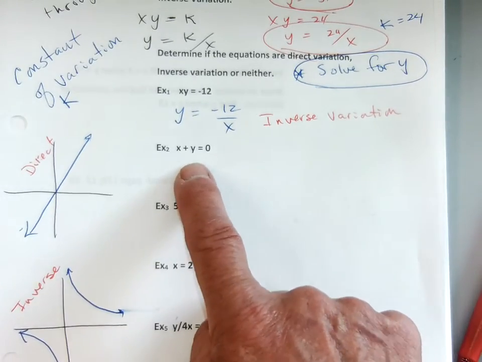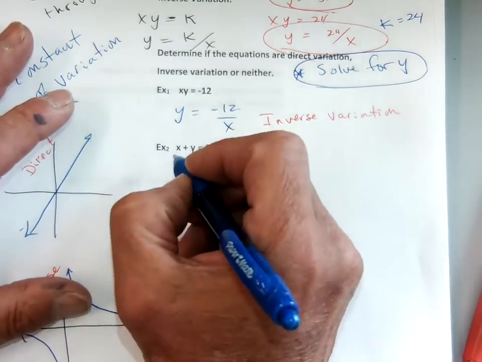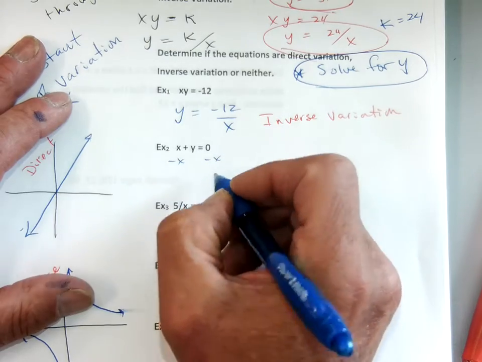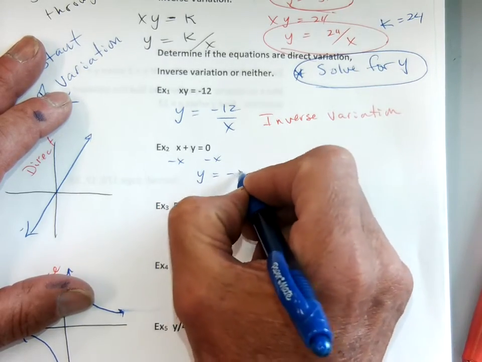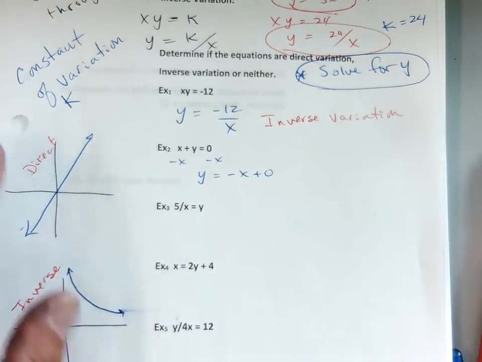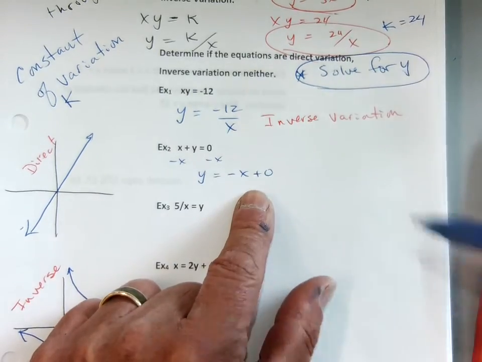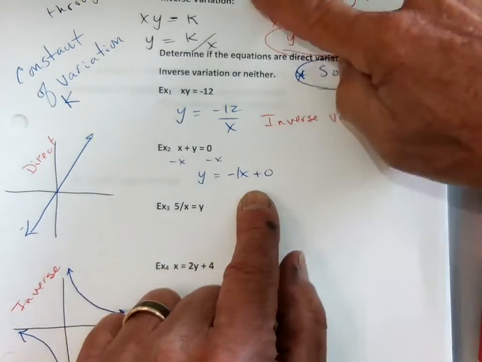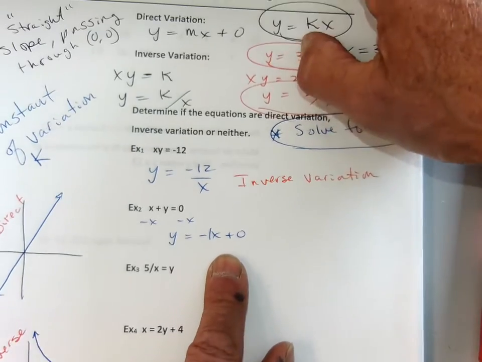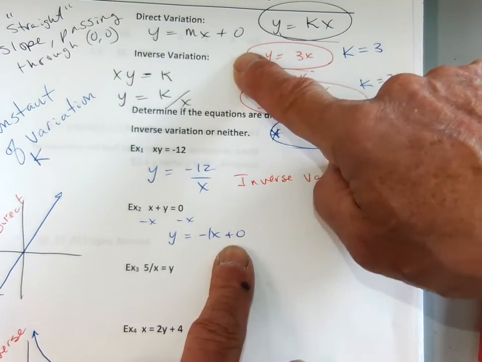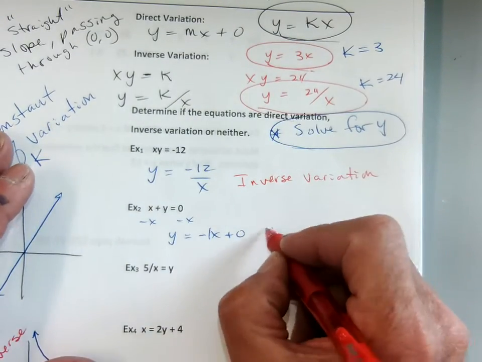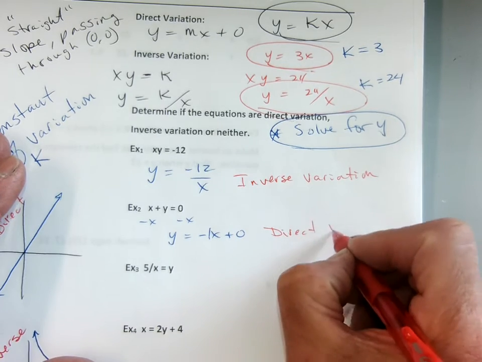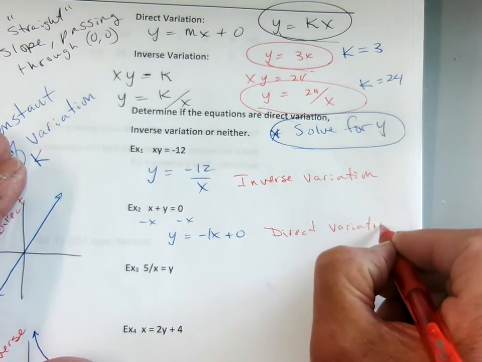Example 2, well, let's go minus x minus x. I'd have y equals negative x plus 0. That looks like direct variation. It sure does, doesn't it? You guys agree? I'd say I agree with that, so I'd call that one direct variation. Totally agree, Cassidy.